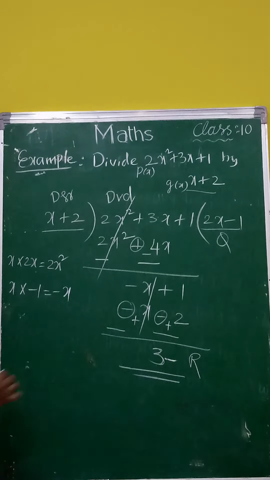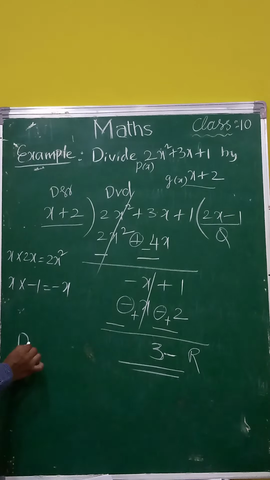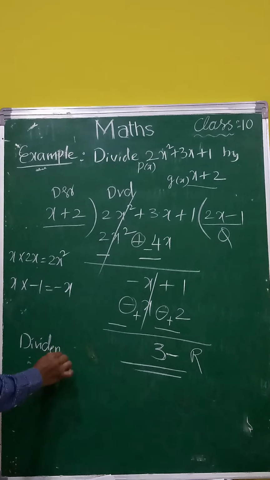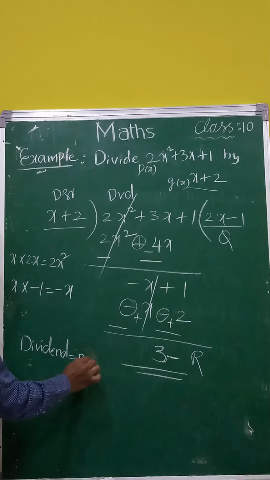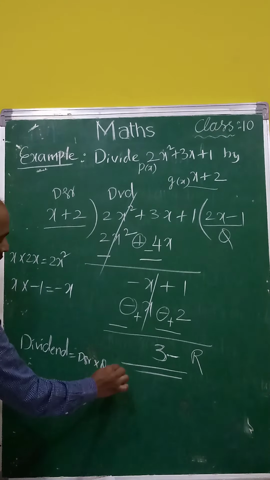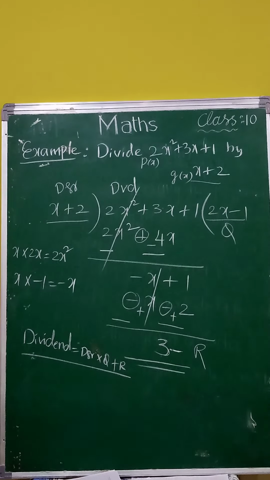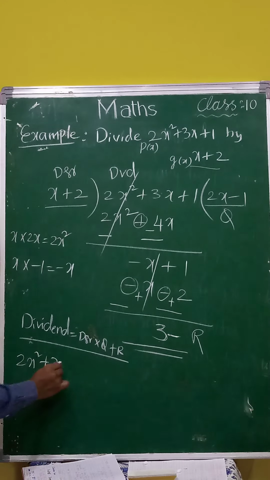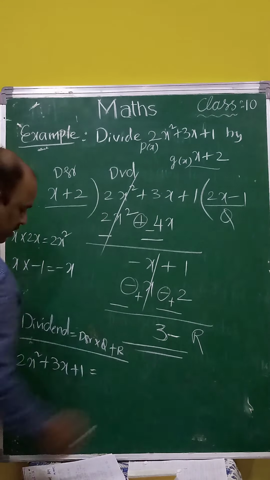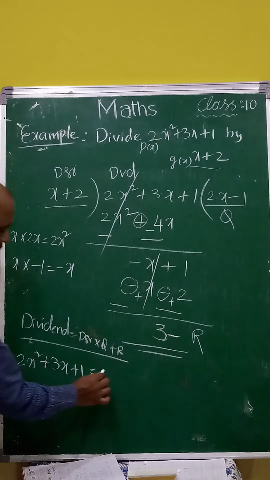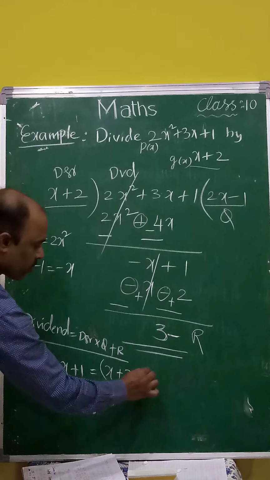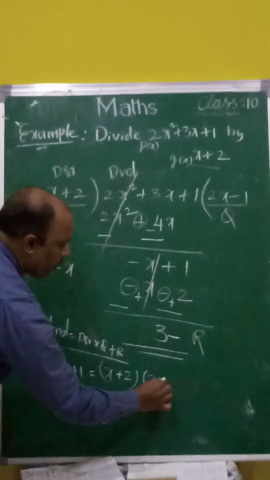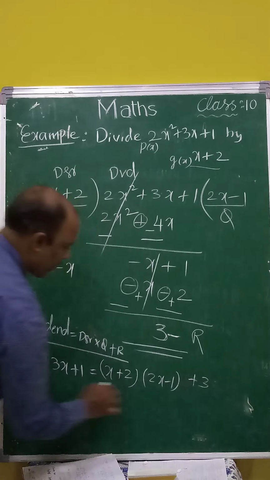Just a verification, whether what I did is correct or not. We know dividend is equal to divisor into quotient plus remainder. What is the dividend here? Here the dividend is 2x square plus 3x plus 1, equal to, what is g of x? G of x is x plus 2, into quotient 2x minus 1, plus 3.